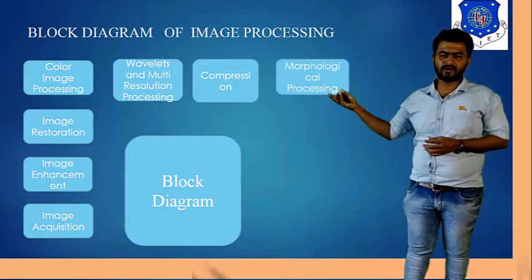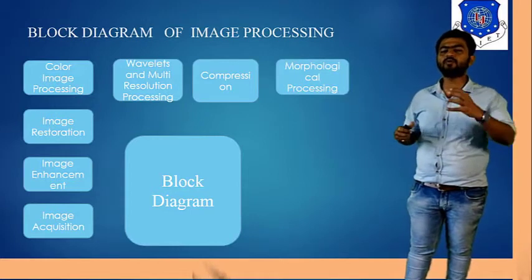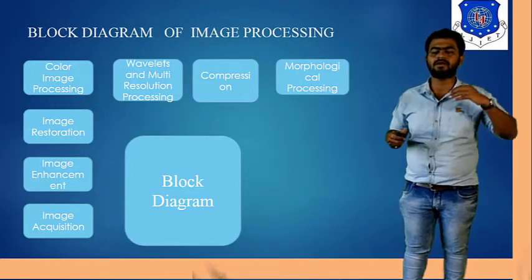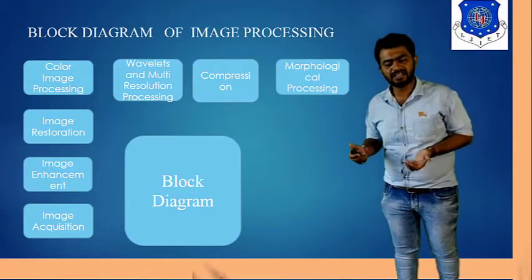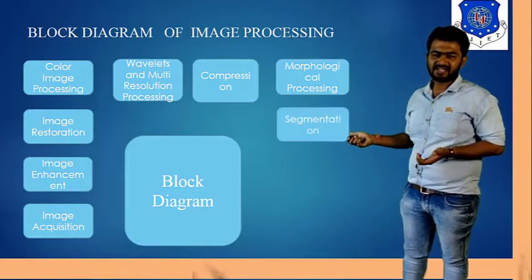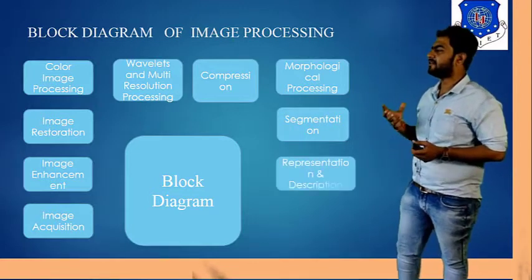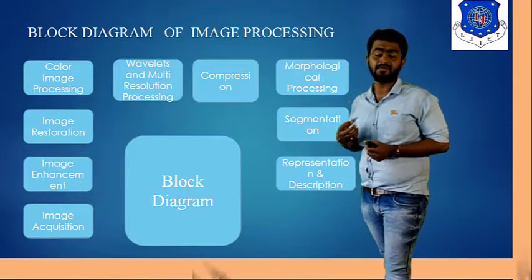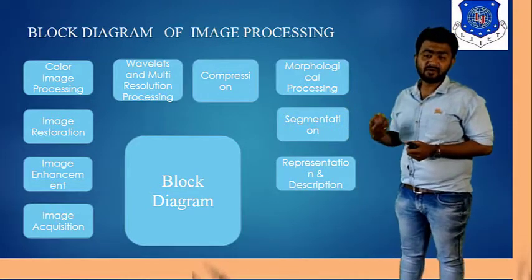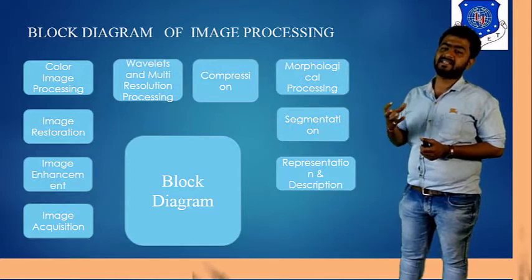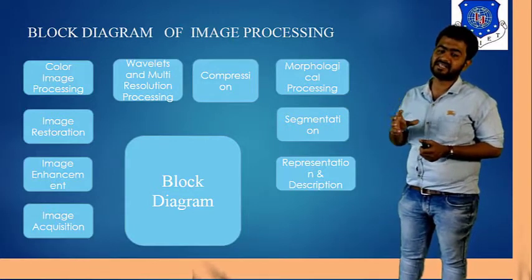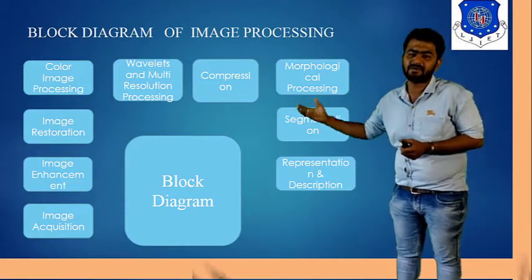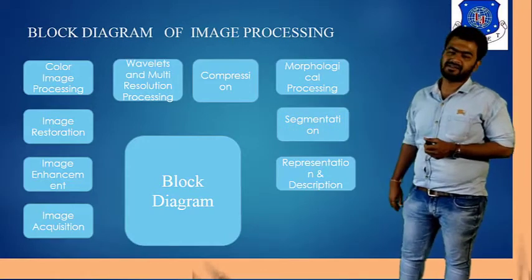Then, as you can see, the morphological image processing removes uncertain content or unnecessary data from the images. And segmentation. Segmentation is basically when you're talking about extracting features from some content, like if you want to extract some meaningful data, some size of the data, or some meaningful portion of the data, then it is possible with the help of segmentation.